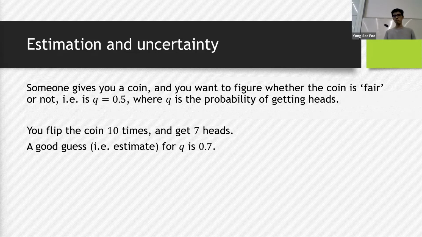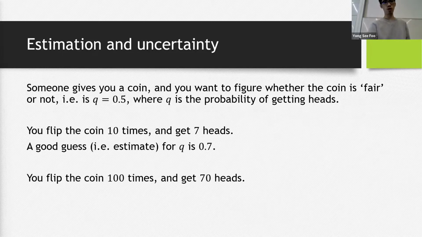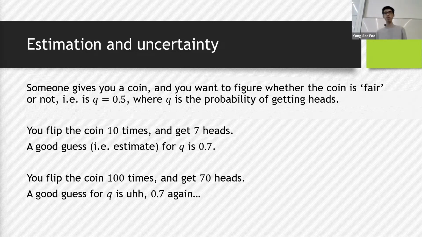Okay, and then maybe someone else flips the coin 100 times and they get 70 heads. And then you say, okay, I'll guess Q is still 0.7, right? But you know that from the first example, you might go, well, the coin might still be fair. I just got 7 because of luck. But in the second case, you know that that 0.7 is a bit more certain. Like you're more certain that the coin is not fair anymore because you've tossed it 100 times.